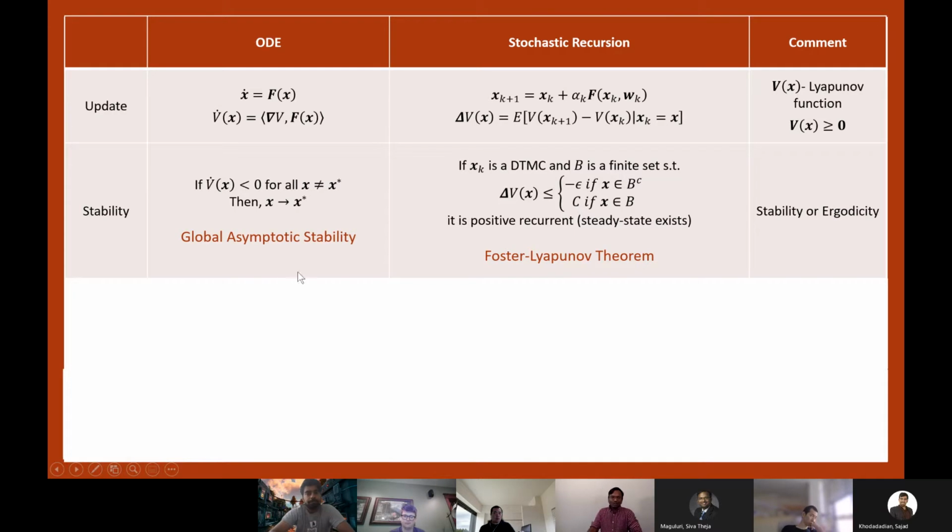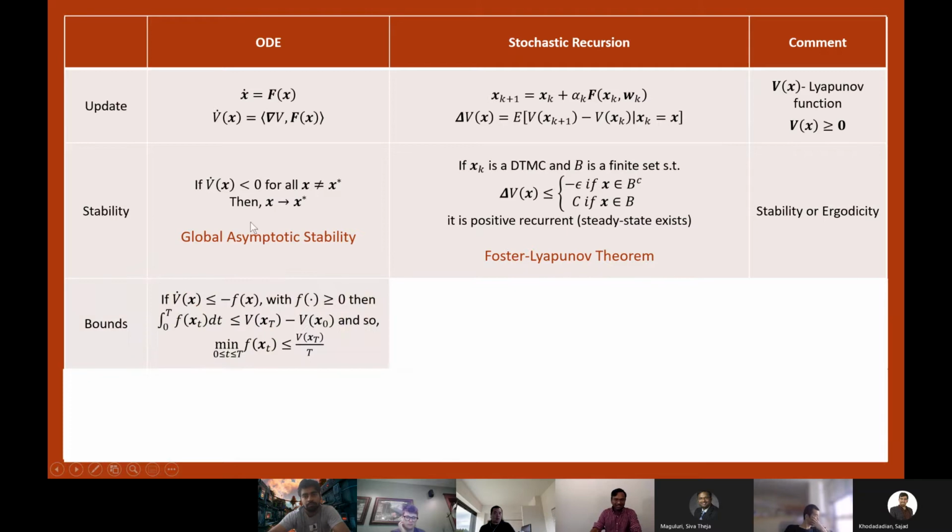Then I don't quite have convergence like in the ODE setting, because of the noise that is trying to drive me all around, but I'll have positive recurrence, which means a steady state exists. This is called the Foster-Lyapunov theorem. These kinds of arguments are essentially establishing stability or ergodicity. This is the first and simplest kind of Lyapunov argument.